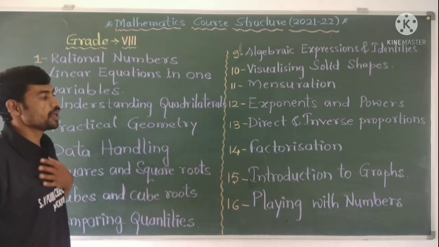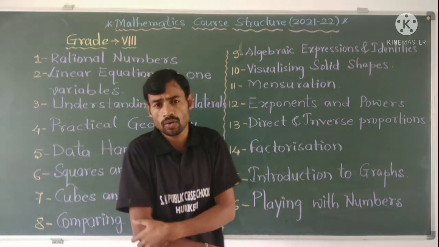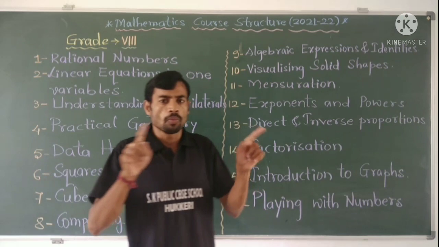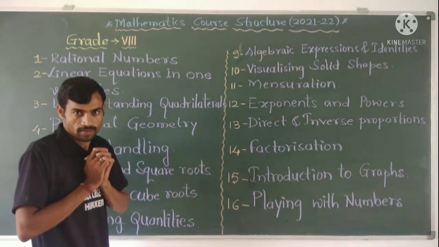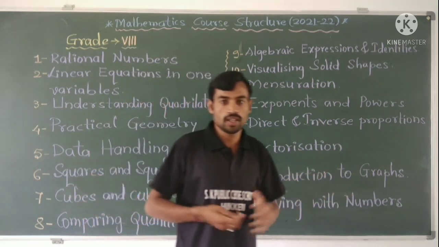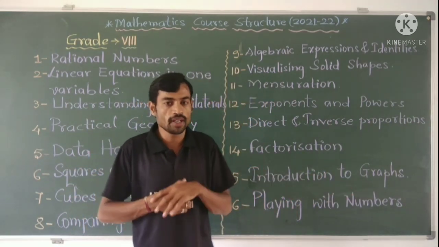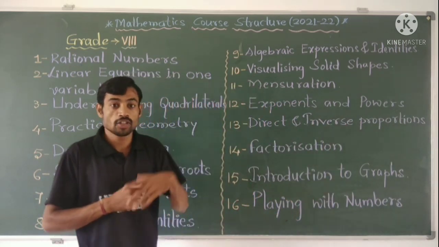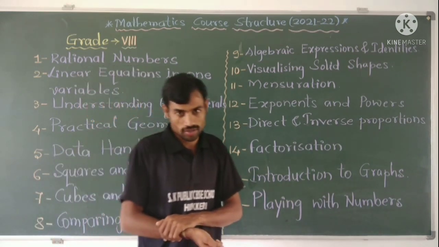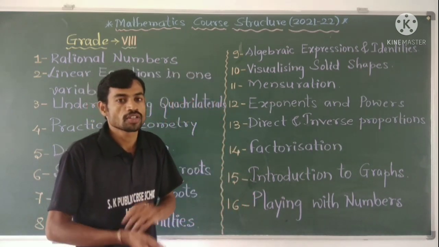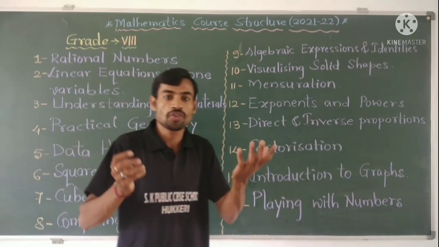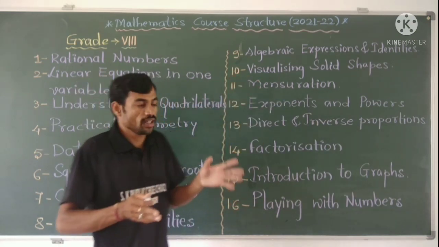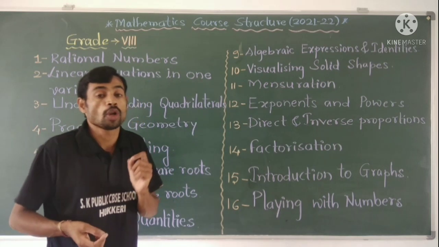Next one, understanding quadrilaterals. There are many types of plane figures. We have studied closed figures and open figures. The closed figures which are formed by line segments are called polygons. If it has 3 sides, triangle; 4 sides, quadrilateral; 5, pentagon; 6, hexagon. Like this we have studied different plane figures, that is, polygons.